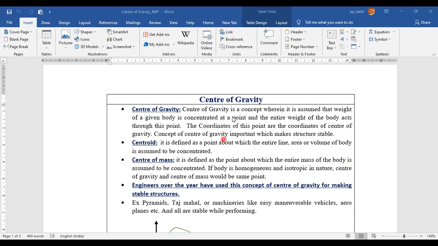So for such a kind of body, we can consider the center of gravity and center of mass to be at the same point. Is it clear? Please confirm. Is it clear? This concept is clear.